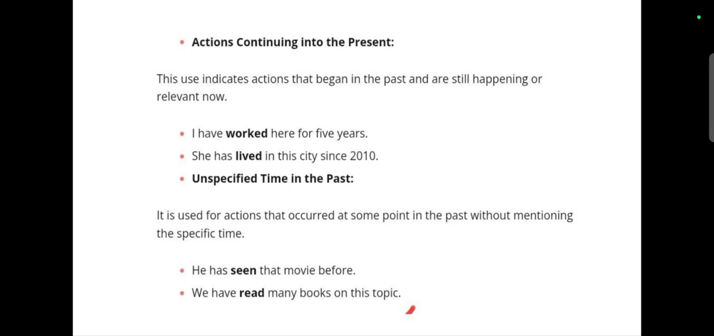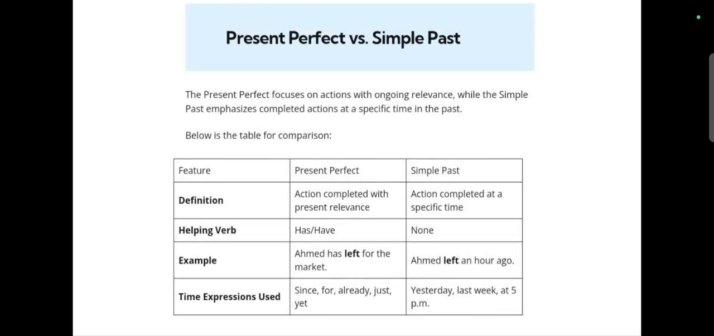Unspecified time in the past. For example, he has seen that movie before. Okay, so let's move to the next. This is also the important one in reference to understanding where we are using these things and where we confuse in placing the right thing for the right place. We misinterpret simple past and present perfect. So here's the breakdown, the difference between them. The present perfect focuses on actions with ongoing relevance.